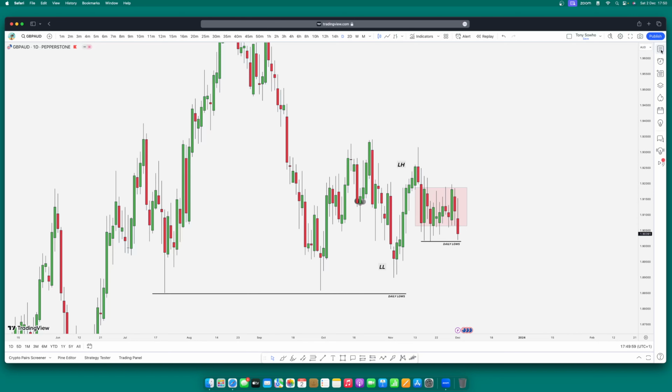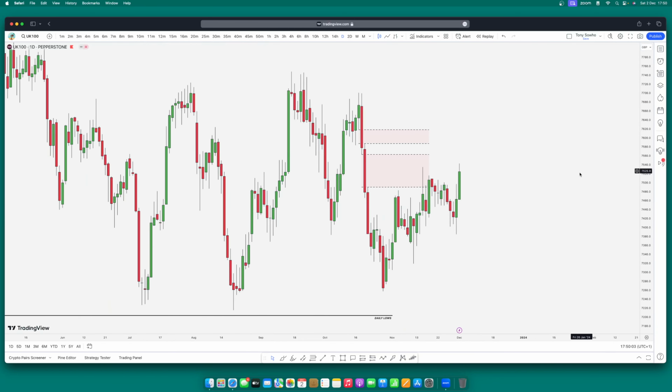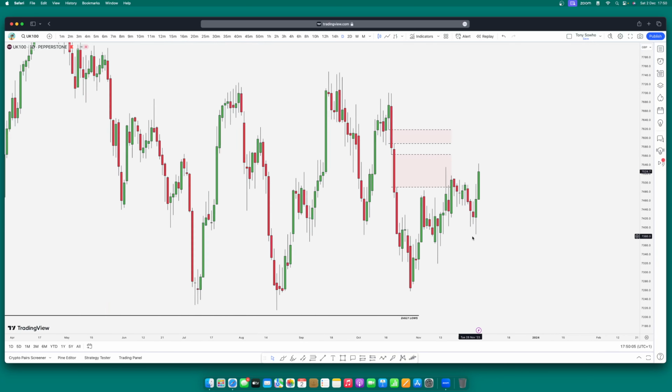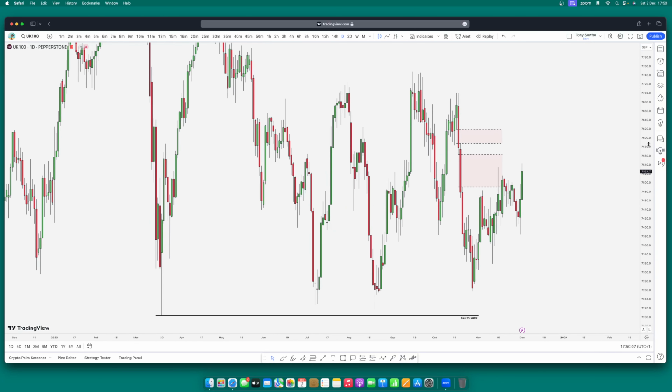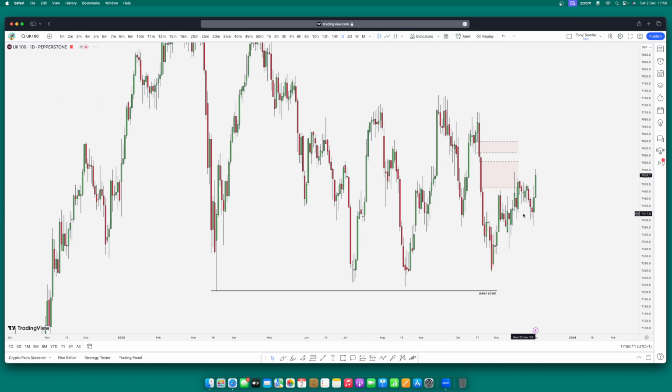Okay, UK 100. This one also. I mean, let's just keep an eye. I don't have a lot of things to say. We've been looking at this for many weeks now. So I'm still high in this daily lows. It has not given us that yet, as you can see.